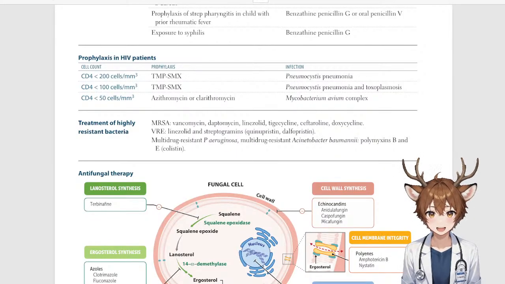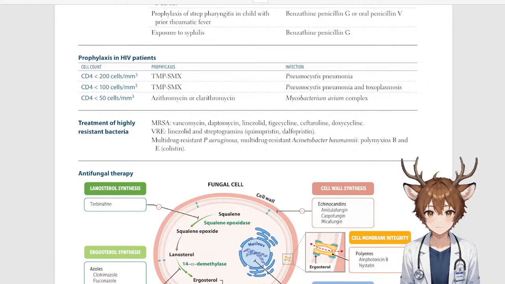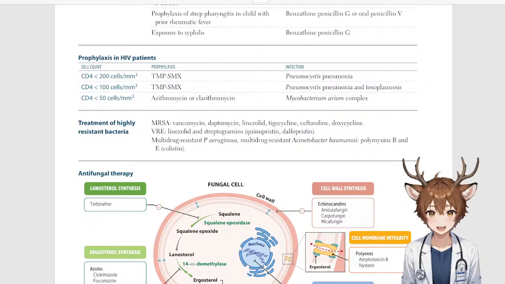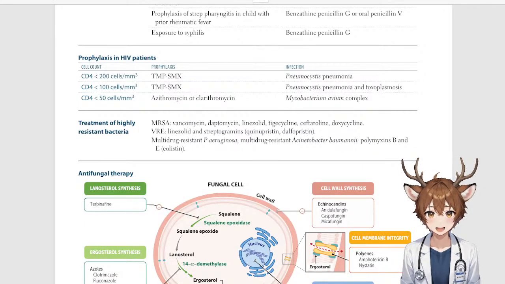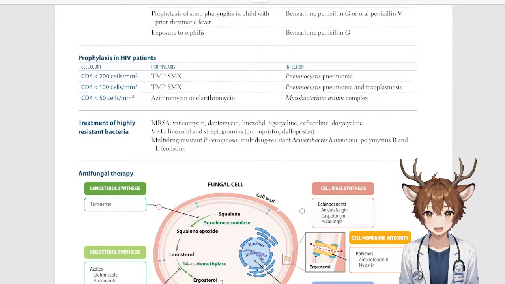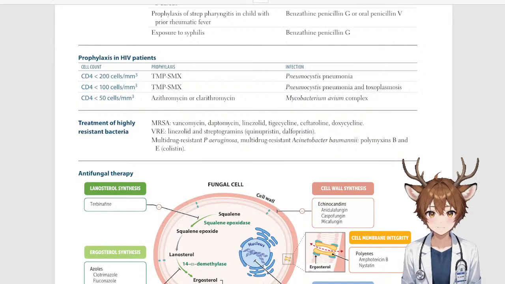Why do you give them a macrolide like that? For MAC, Mycobacterium avium complex. Remember, if it's below 50 and they have some sort of presentation that would suggest either MAC or toxo, if it's below 50, it's MAC. If it's above 50, it's probably TB, I think, right?